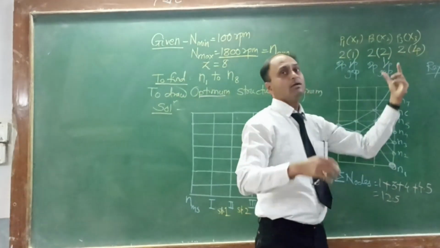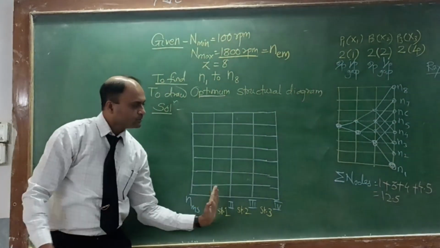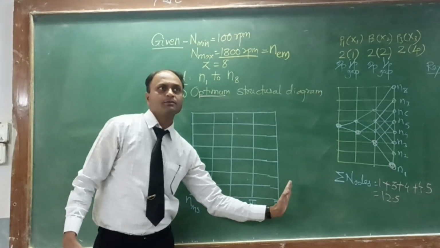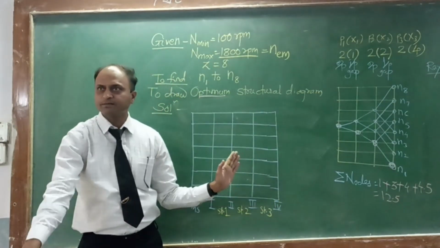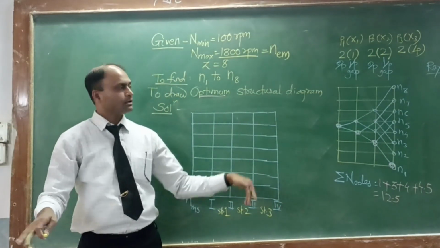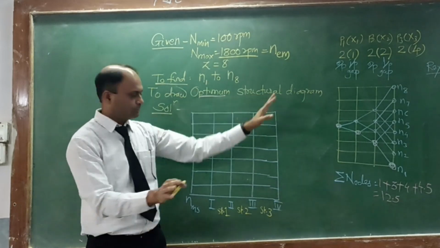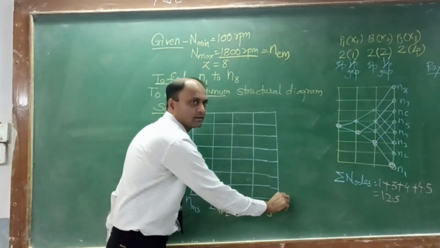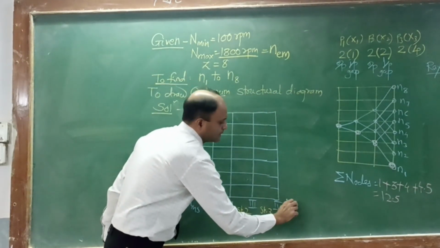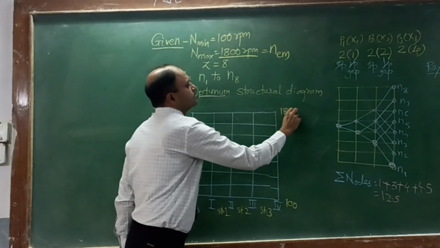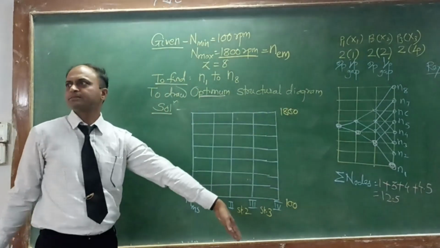Now, in case of ray diagram, we have to start from the last shaft, and in the last shaft also the last speed. Last means minimum, not maximum. For information, you can write all the speeds here. What is the first speed? 100. And here 180. You can write the remaining speeds.